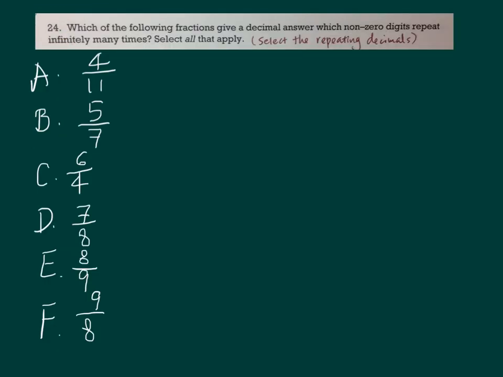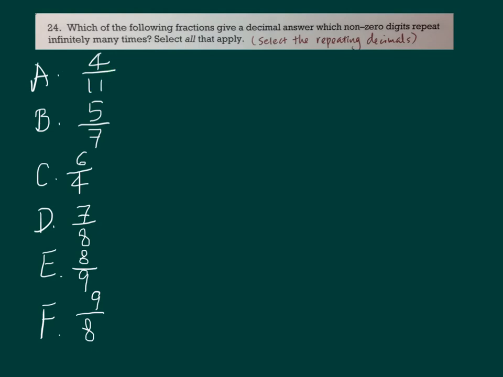Okay, number 24. Which of the following fractions give a decimal answer in which non-zero digits repeat infinitely many times? Select all that apply. Okay, this is a really convoluted way to ask you to pick the fractions that would turn into repeating decimals. So that's all it is. But it could get pretty tedious because you're going to use long division. You can use a calculator here. You have to use long division in order to figure out which ones of these would give you repeating decimal answers. So to do this one, you would divide each one.